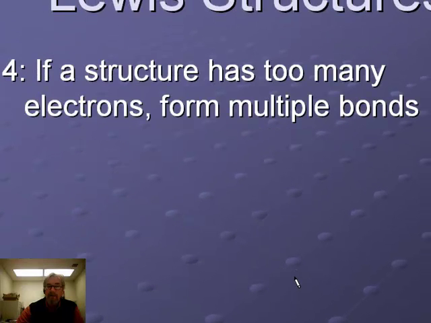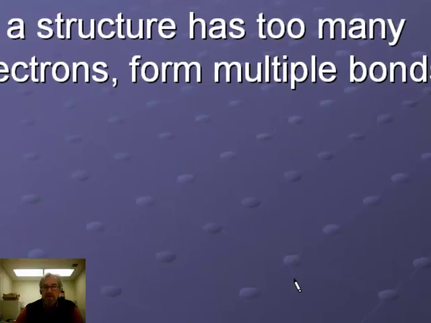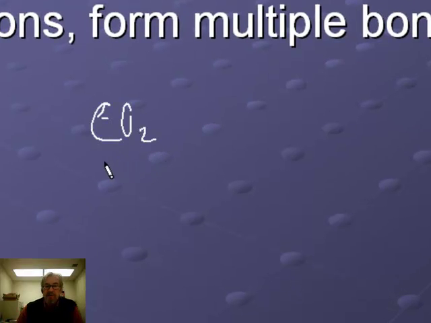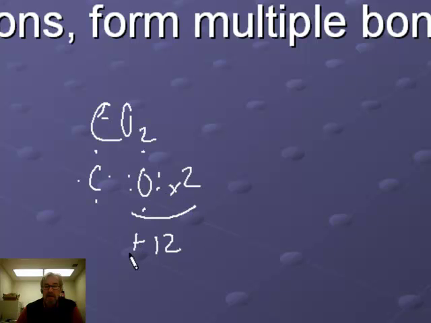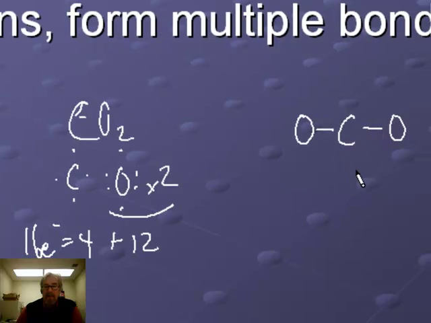If after you're done filling the octets, you find out that the structure has too many electrons, what you want to do is form multiple bonds. Let's look at an example. An example would be CO2. If I make an electron count, carbon is column 4, so the 4 dots, and oxygen is column 6, so it's got 6 dots, 6 valence electrons, but there's 2 of them. So all told, that's 12 plus 4. That's going to give me 16 electrons that I have to have in my structure, no more. When I make a skeleton, it makes sense to put carbon in the middle because it's closer to the middle of the table, and put the 2 oxygens on the outside.